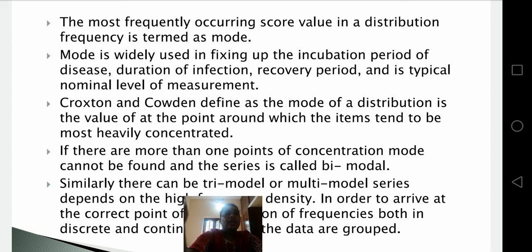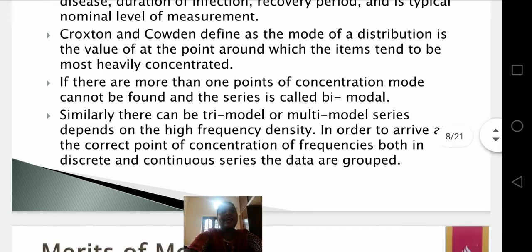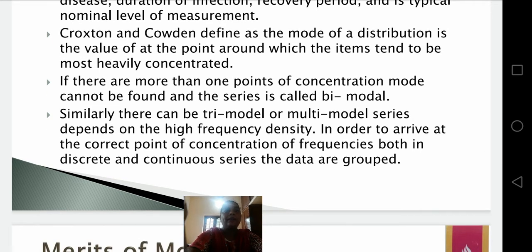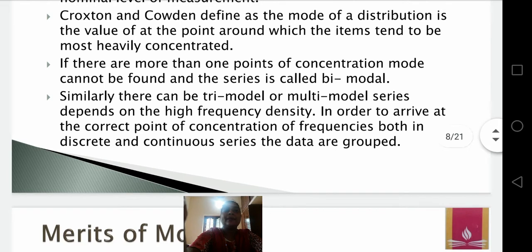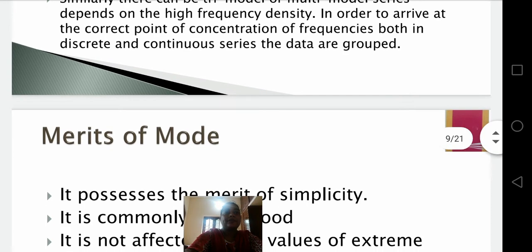Croxton and Cowden defined the mode as the value of a distribution at the point around which the items tend to be most heavily concentrated. If there is more than one point of concentration, a single mode cannot be found, and then it is known as bimodal. Similarly, if three values are there, that is known as trimodal, and more than three, then it is labeled as a multimodal series. This all depends on the highest frequency density.